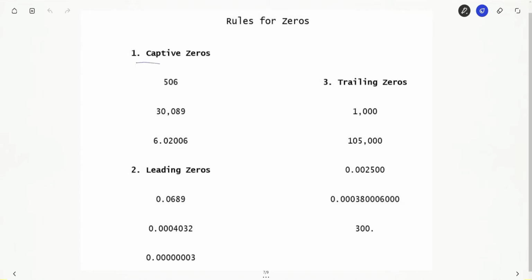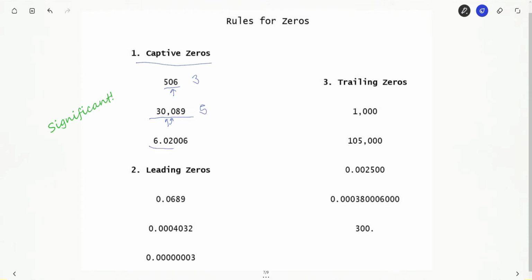Your captive zeros are going to be zeros that are between 2 non-zero digits. So if you look at my first example, 506, this 0 is in between 2 non-zero digits. It's in between a 5 and a 6. Therefore, it is significant. So that number has 3 sig figs. Now a captive 0 doesn't have to be 1 0 by itself. If you check out my second example here, I have 2 zeros, but they are still between 2 non-zero digits, so they are also significant. So my second example here has 5 sig figs. Both of those zeros are significant.